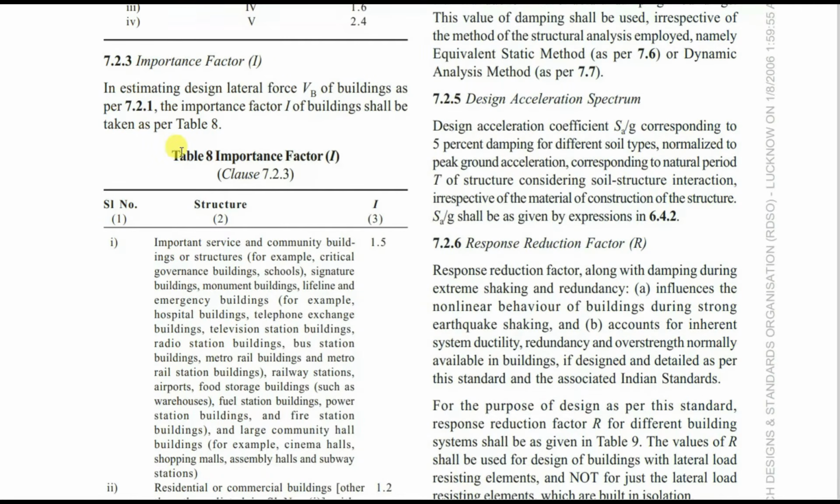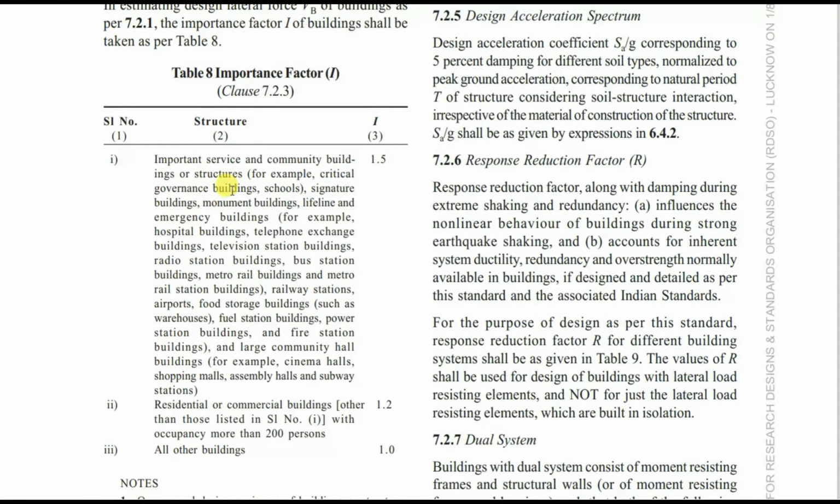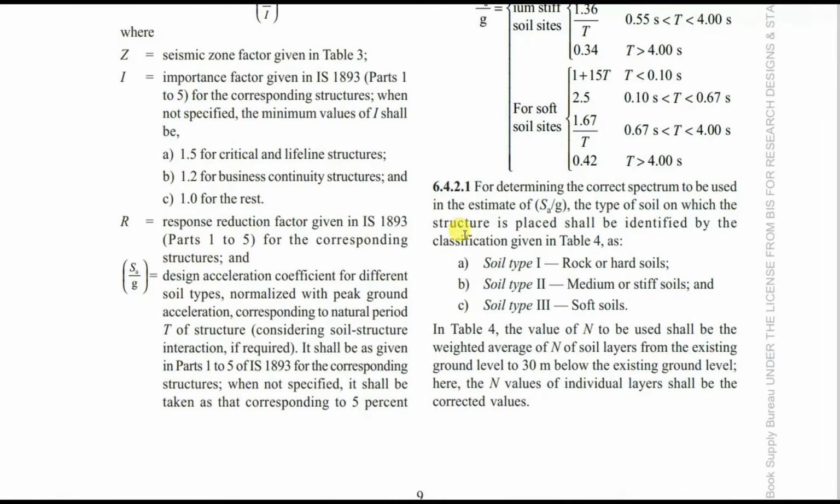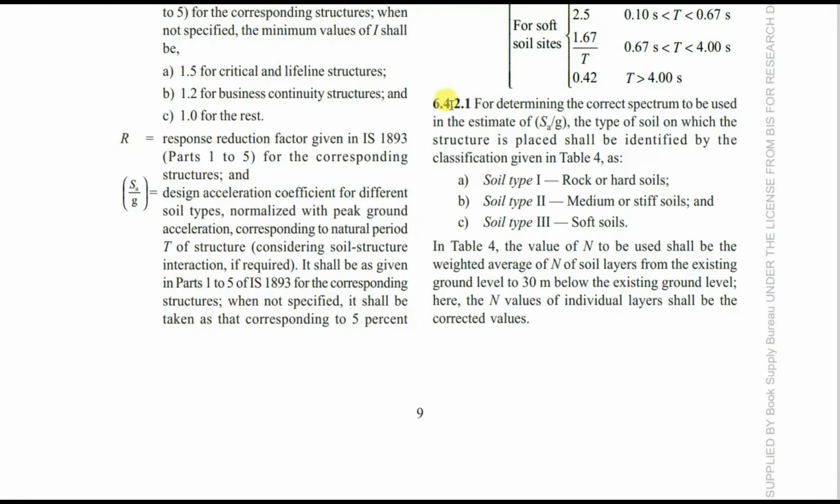Next we have to select the importance factor which is given in table 8. First one is given for school building or some special building. Second one is residential or commercial building other than those listed in serial number 1, which is occupancy more than 200%. So ours comes with all other buildings. So the importance factor is 1. Soil type is given in clause 6.4.2.1. So ours is soil type 2, medium or stiff soil.